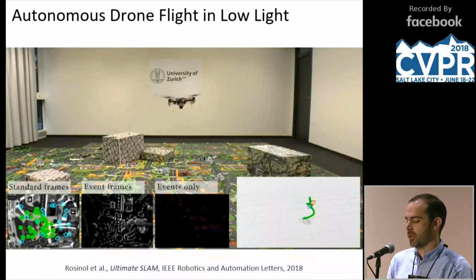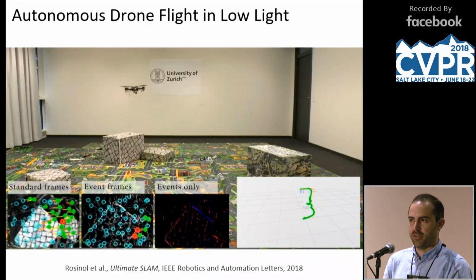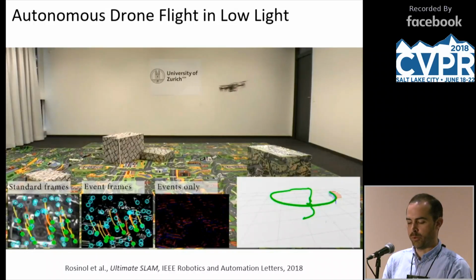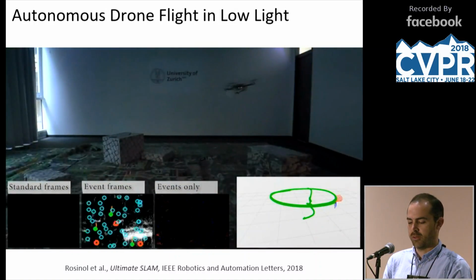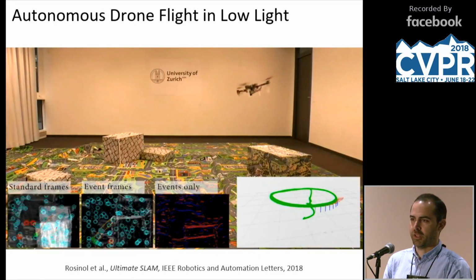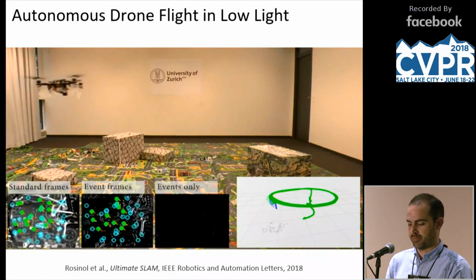Our framework also enables autonomous drone flight in low light. In the example, we extract features and use them to estimate the pose of the drone, which is flying in closed-loop control. We switch off the lights, and while the standard camera cannot track the features, the event camera still can due to its very high dynamic range.